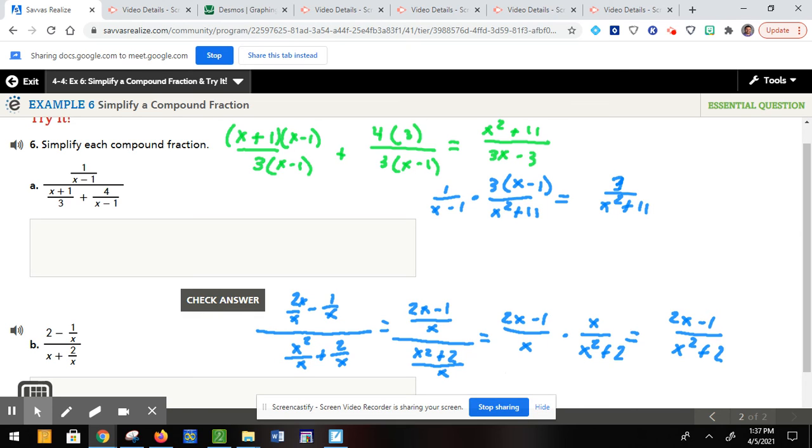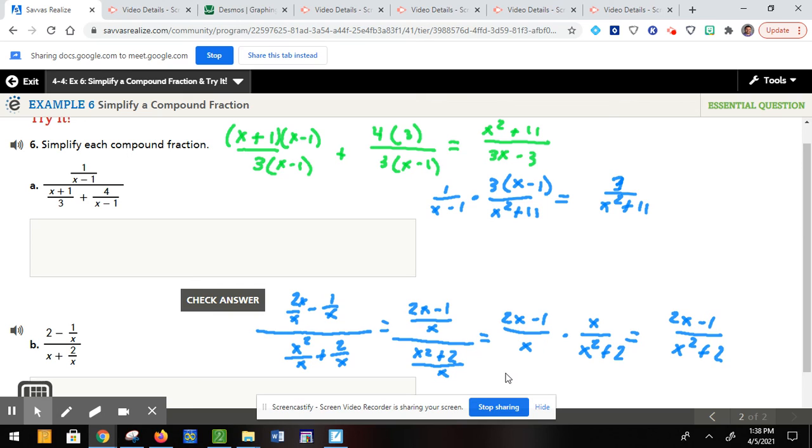Right, down here in part B, I simplified numerator and denominator separately. The 2 needed to be over a denominator of x, so I multiplied numerator and denominator by x and ended up with 2x minus 1 over x. In the denominator, that x needed to be over x, so it's x squared over x plus 2 over x, so you end up with x squared plus 2 over x.